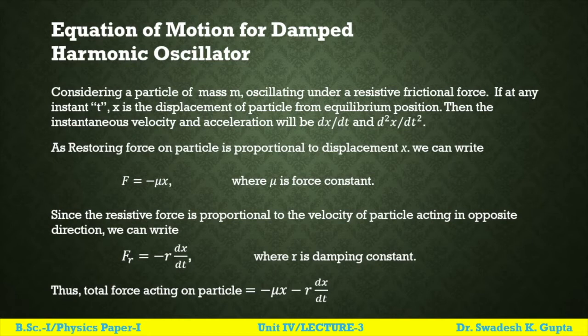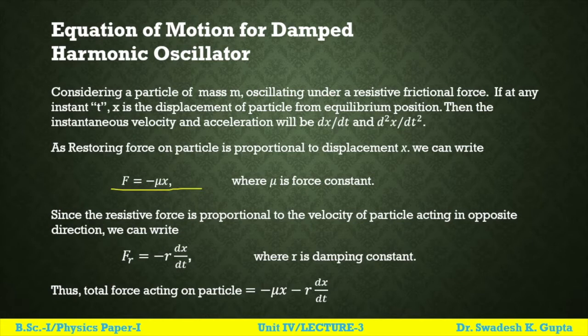As we have already done this for simple harmonic motion, consider a particle of mass m oscillating under a resistive force. At any time t, if the displacement is x, then the velocity and acceleration will be, of course, dx by dt and d2x by dt square. Now, we already know that a restoring force works on the particle under simple harmonic motion, so this restoring force is given as F is equal to minus mu x, where mu is the force constant.